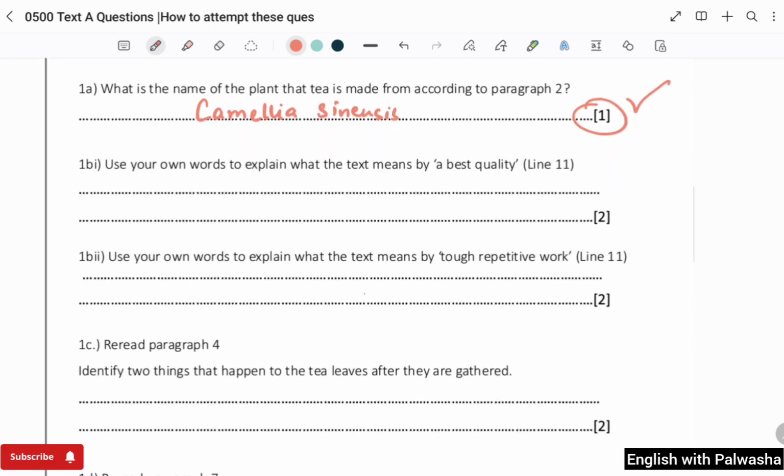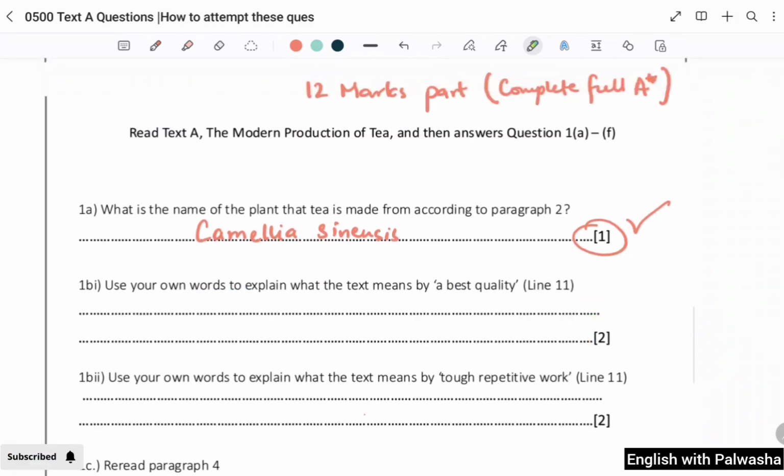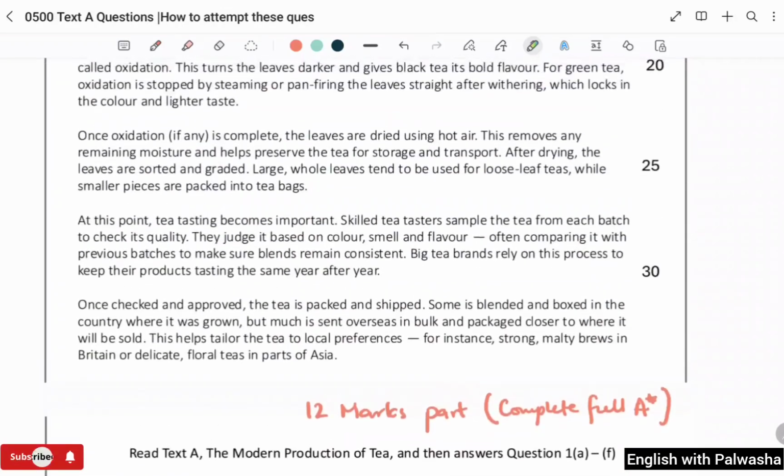Moving on towards the next question, that is, use your own words to explain what the text means by a best quality. So if we talk about line number 11 they referred to, but then they say using your own words. It is explicit because what the text means by best quality, but there is a blend of implicit too. So these are 2 parts, implicit and explicit too. We have to explain because this carries 2 marks.